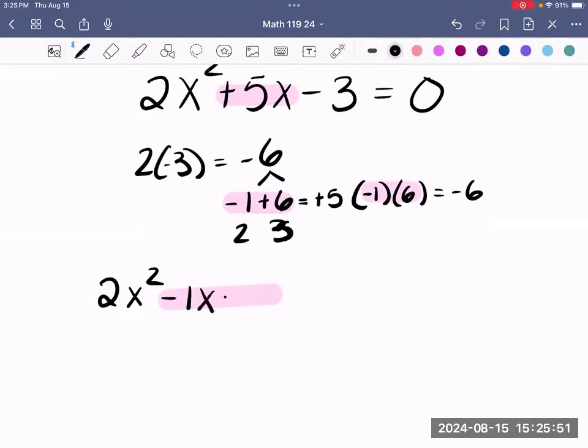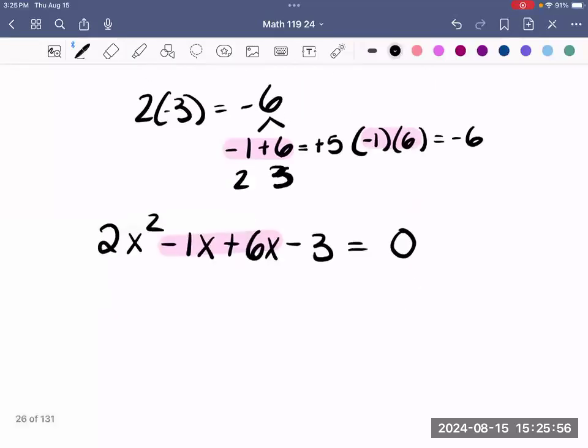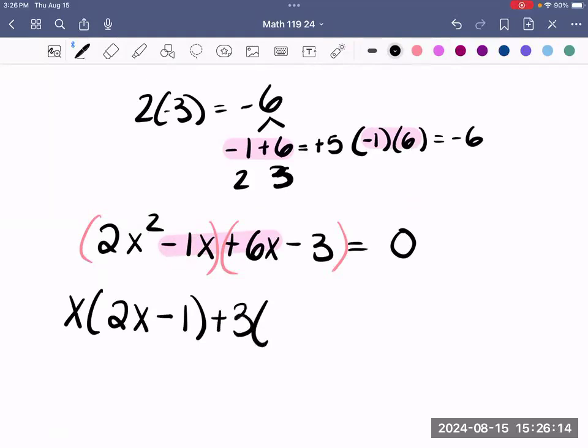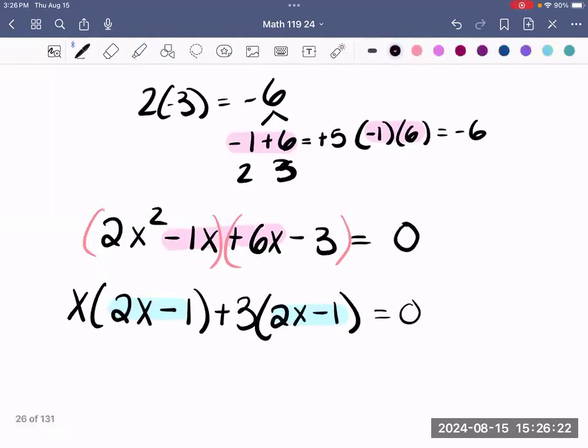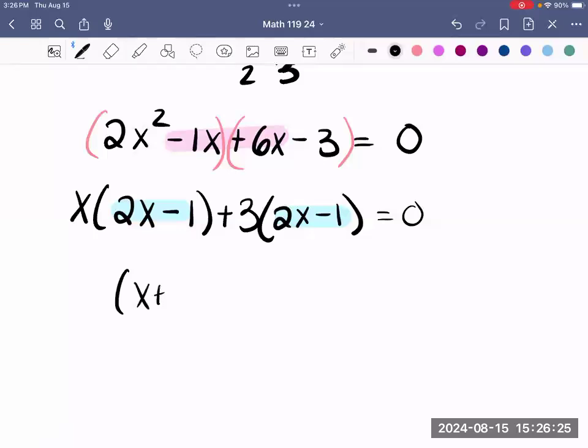-1x plus a 6x minus 3 is equal to 0. Then we can go ahead and factor by grouping. So we're pulling out an x, 2x minus 1, keeping that placeholder, and then taking out a 3, even better, a +3. Now, as long as your parentheses matched, you did it correctly. So now we have x plus 3 and 2x minus 1 is equal to 0.